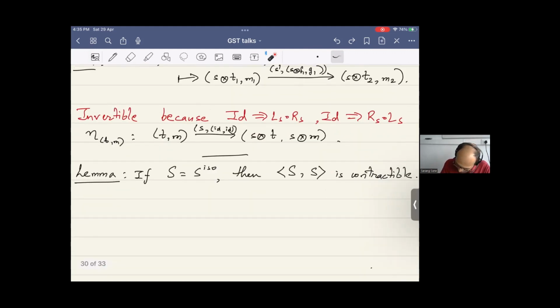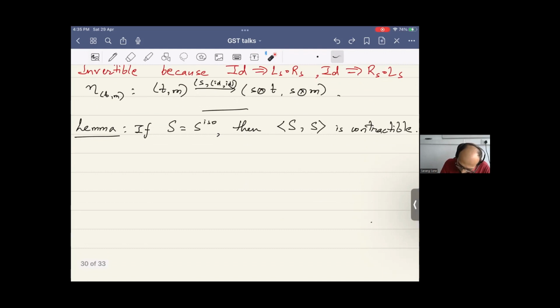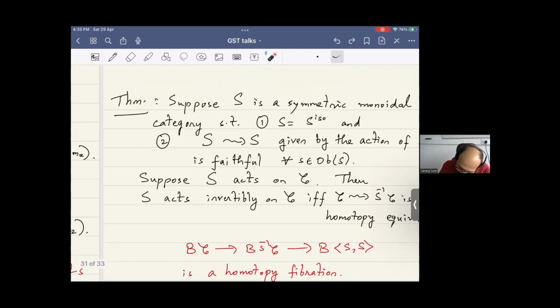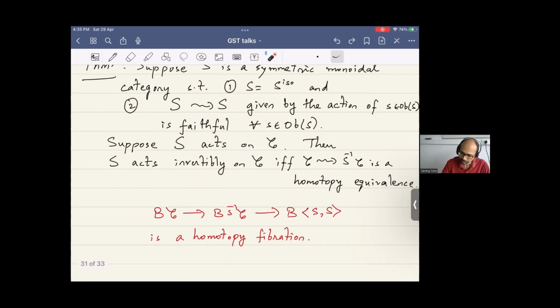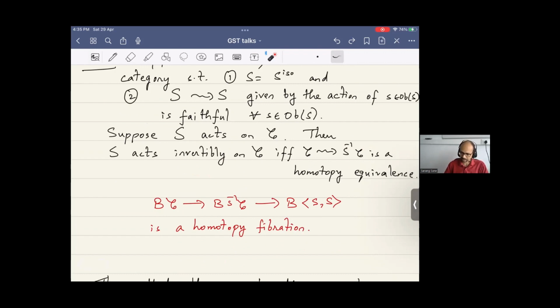Okay, so I'll skip this proof. I actually wanted to give this proof. If S consists only of isomorphisms, then this category is actually contractible. And this is key to what happens next. So if S is a symmetric monoidal category consisting of isomorphisms and the actions are faithful, which is some extra thing you need, then if S acts on C, it acts invertibly on C if and only if this is a homotopy equivalence. That's the statement.